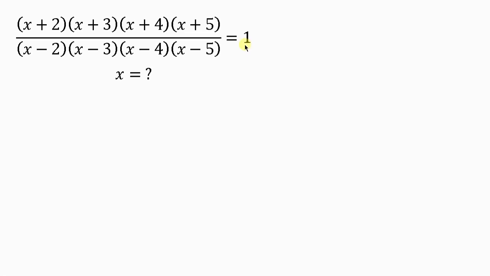Well, our first step will be for us to expand the numerator and the denominator. So I'm going to be pairing two factors. For example, pair this with this, and this with this. So let's start with the first one. x times x, that's x squared. Now, 2 plus 3, that's 5, so I'm going to be writing plus 5x. And then 2 times 3, that's 6, so plus 6. This is the expansion of these first two factors.